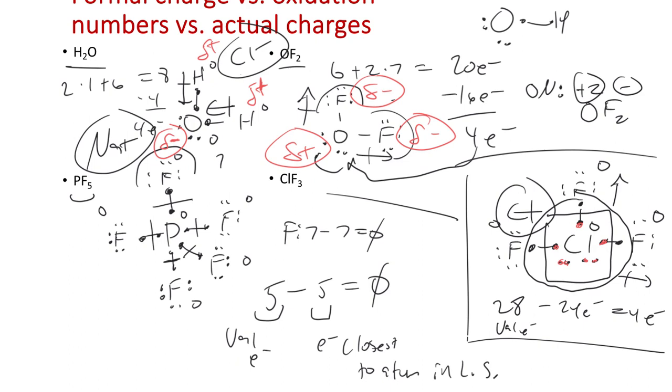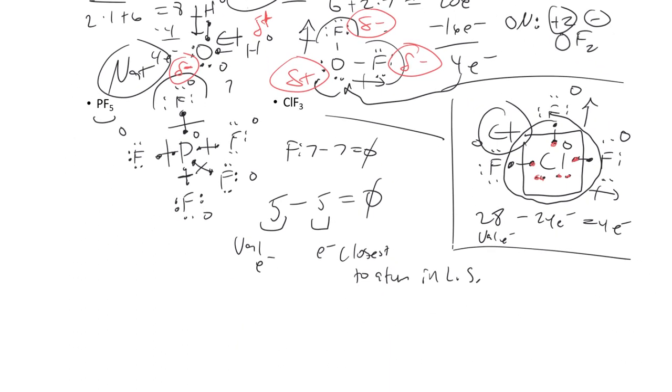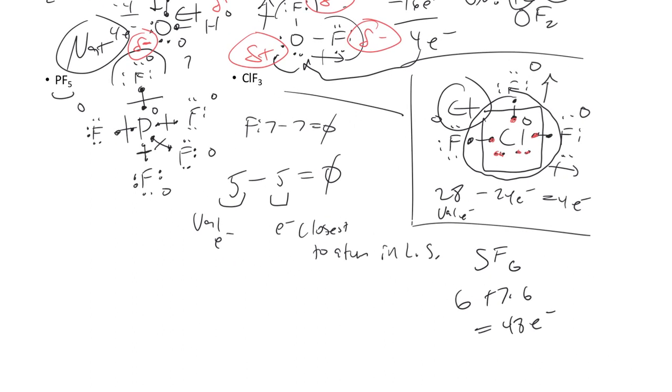I think we already had looked at SF6 before, but there's a compound SF6, 6 plus 7 times 6, so that's 42 plus 6, that's 48 electrons. Relatively simple Lewis structure in the case of having all 6 of those fluorines attached to the sulfur.